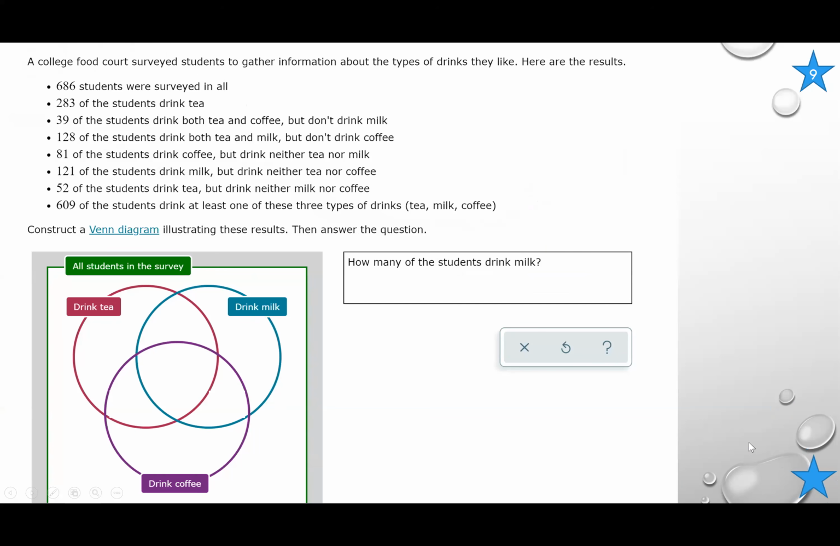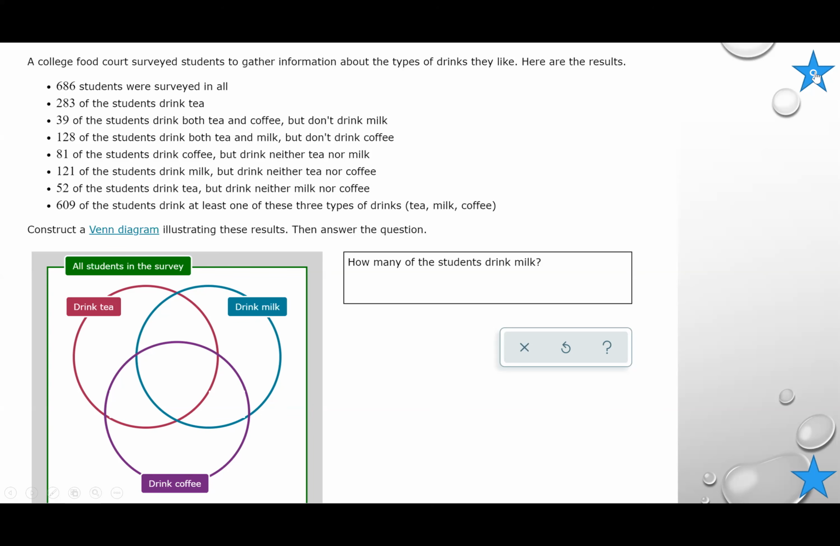Do they give us all three? They don't, right? If you look at this thing here, 128 students drink both tea and milk, but not coffee. 81 drink coffee, but neither of the others. 121 drink milk, but neither of the others. 52 drink tea, but neither milk nor coffee. 609 drink at least one type of the three. So again, because they say at least one type, it's not all three or none, right?